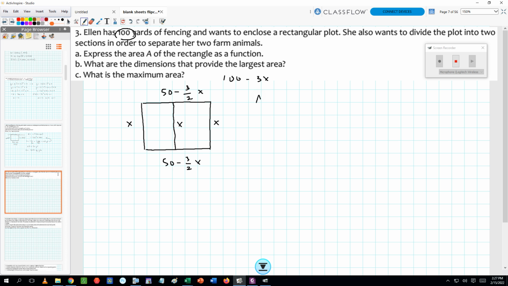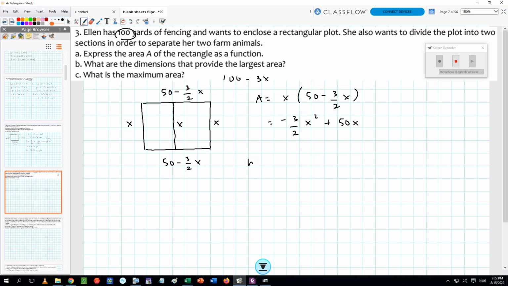So my function is length times width. Distribute, and I like to put that a value first. And there's your function. What are the dimensions?